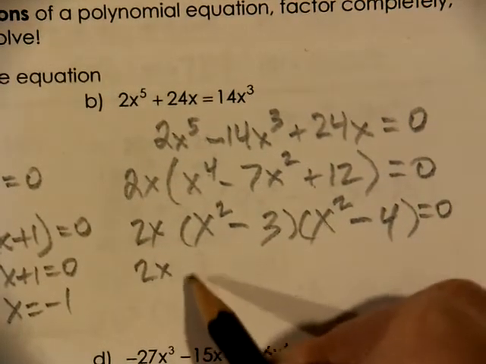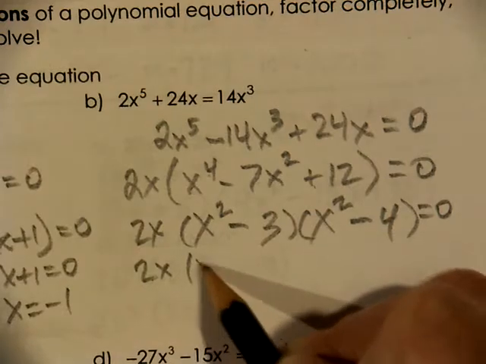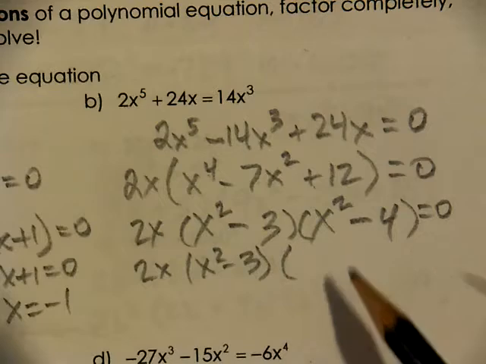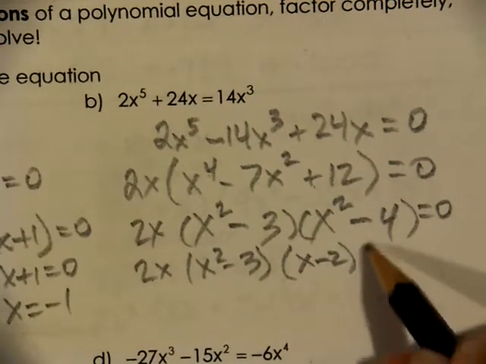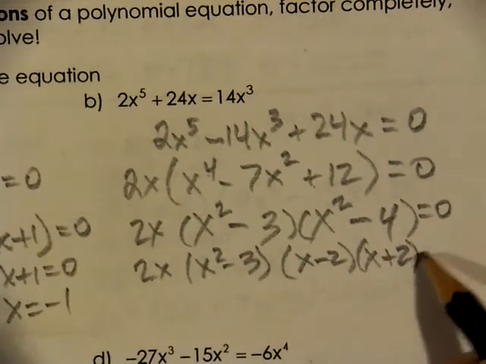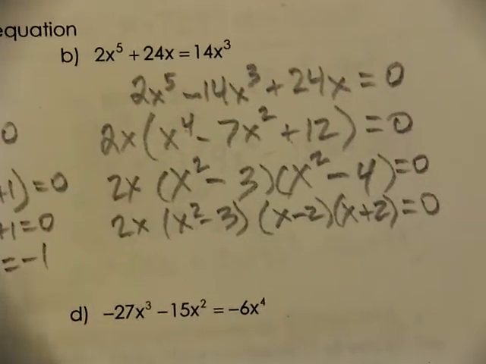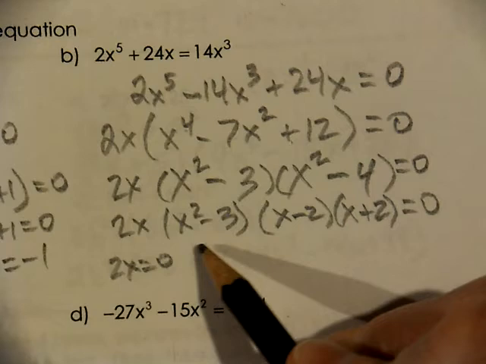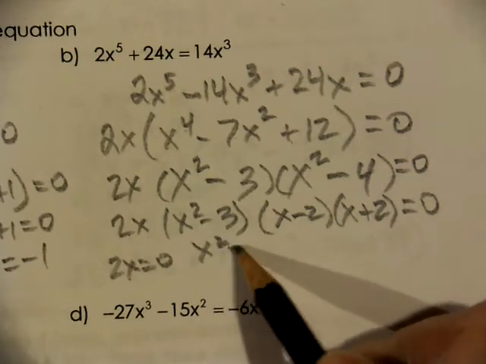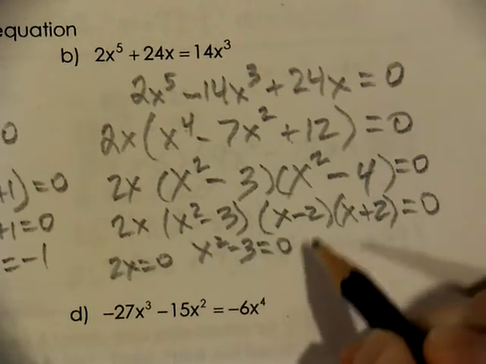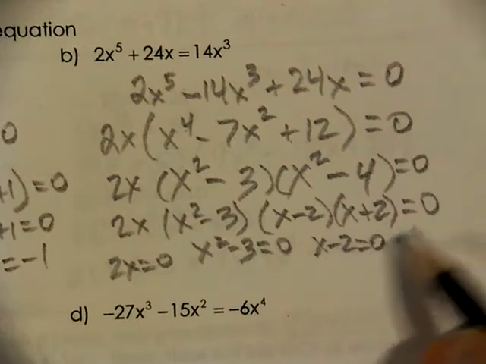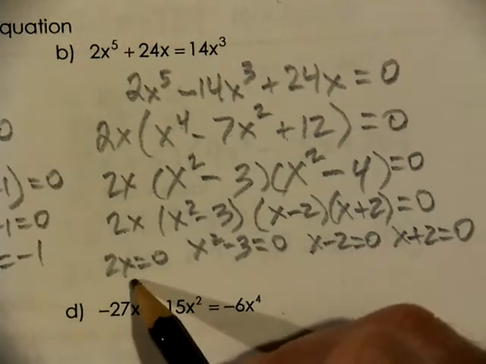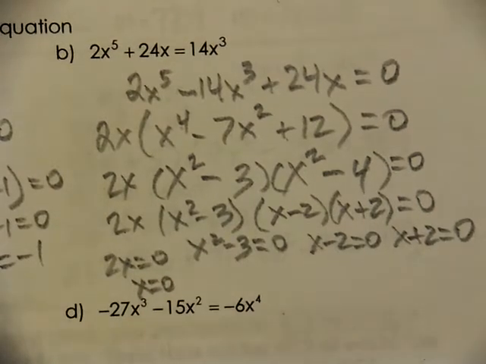You have 2x. You have x squared minus 3, and this is actually the difference of two squares again, so we want to factor it completely. So we set our 2x equal to 0, our x squared minus 3 equal to 0, x minus 2, and x plus 2. Well, of course, that makes 0.